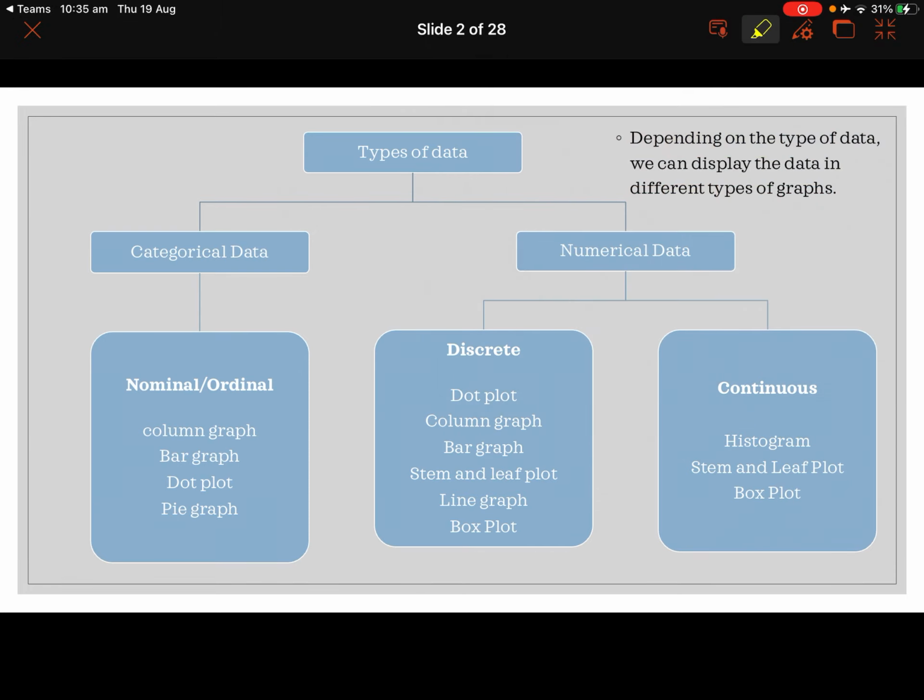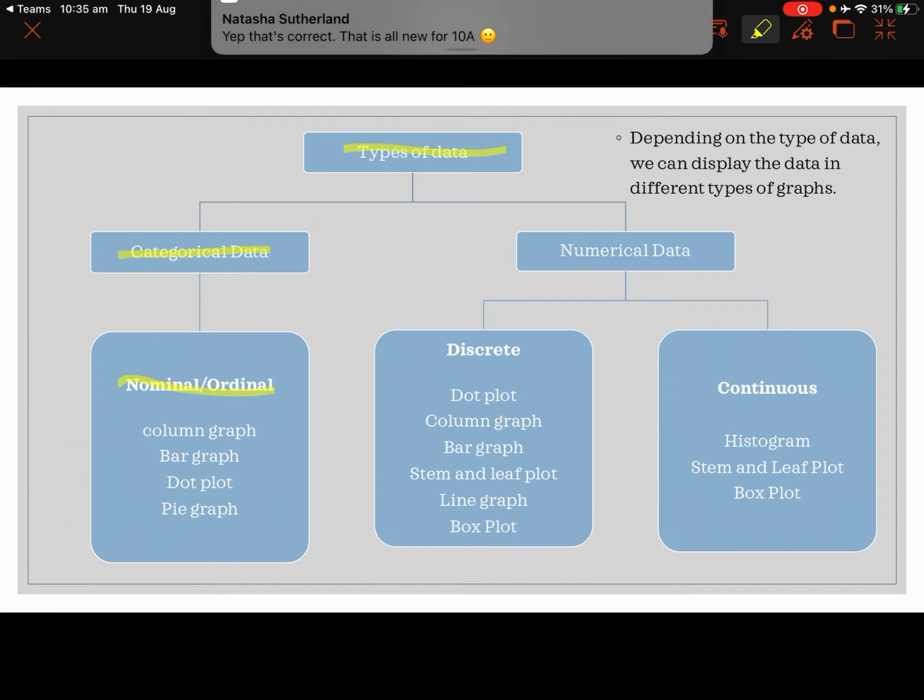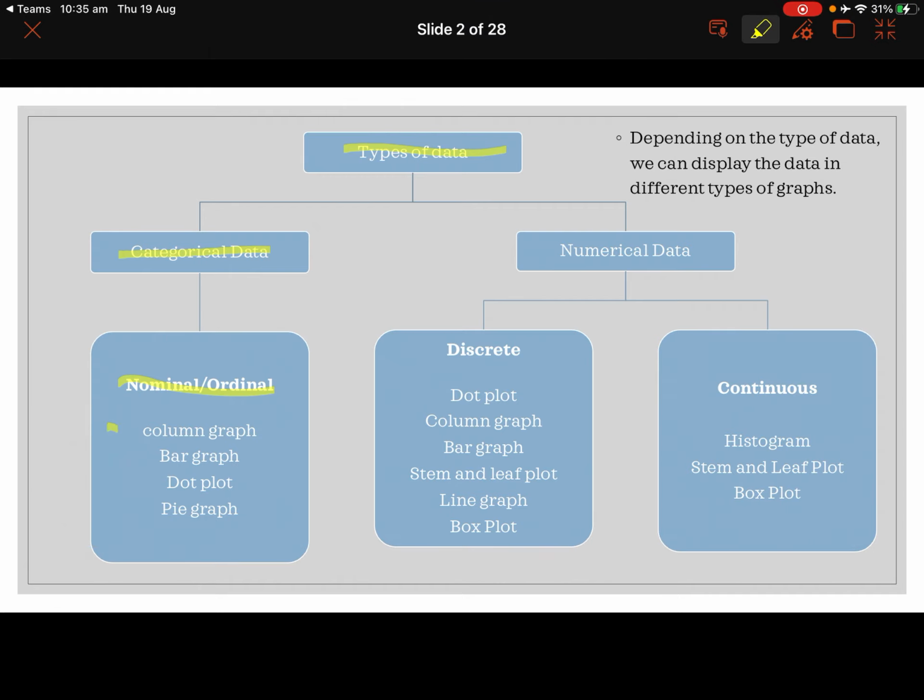So what this means is that you've got types of data: categorical, nominal. If you have a nominal set of data, that might be, what is your hair color? We take note of everyone's hair color in the class, and it's brown, black, blonde, red. That sort of data we can put in as a column graph, a bar graph, dot plot, and pie graph. Hopefully those ring a bell, and we're going to go through a few of those today of how to do it.